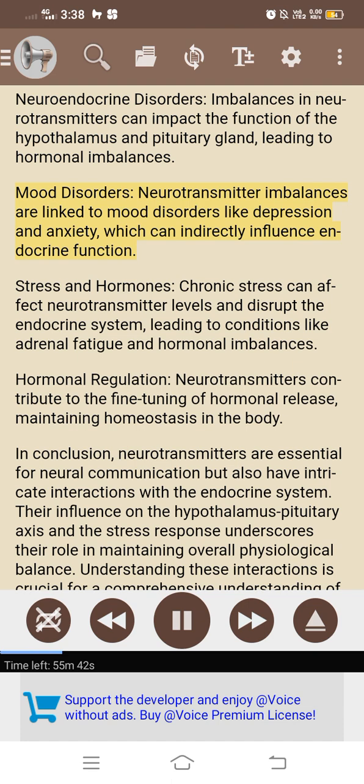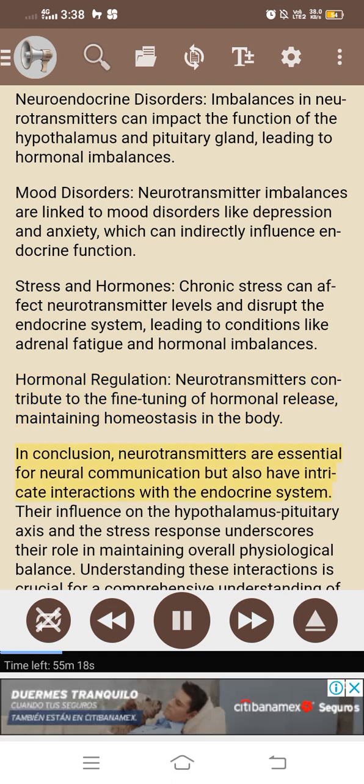Mood disorders. Neurotransmitter imbalances are linked to mood disorders like depression and anxiety, which can indirectly influence endocrine function. Stress and hormones. Chronic stress can affect neurotransmitter levels and disrupt the endocrine system, leading to conditions like adrenal fatigue and hormonal imbalances. Hormonal regulation. Neurotransmitters contribute to the fine-tuning of hormonal release, maintaining homeostasis in the body.